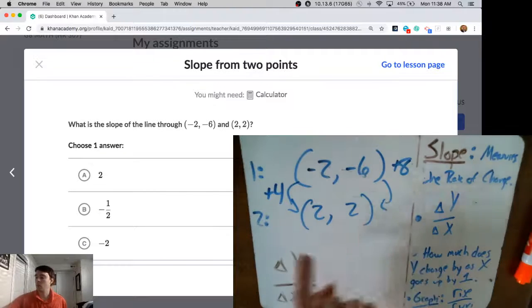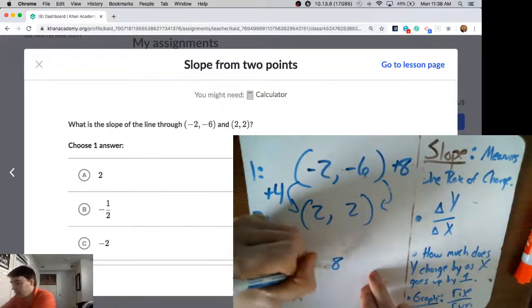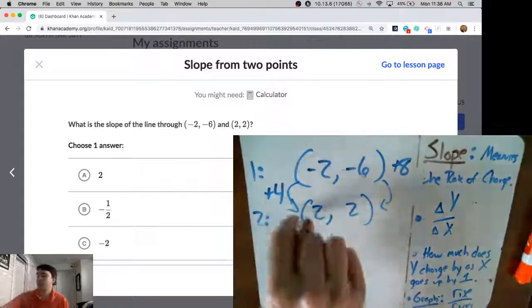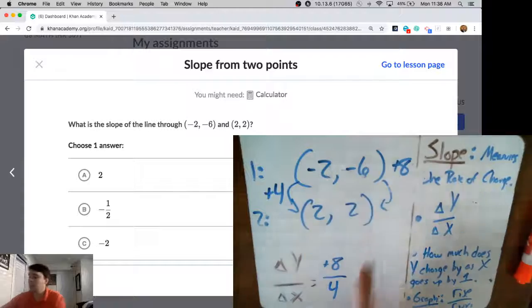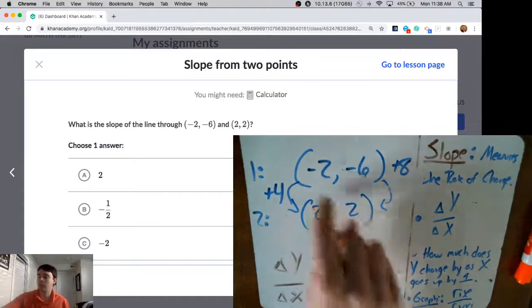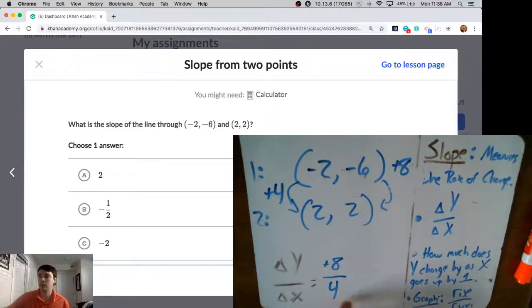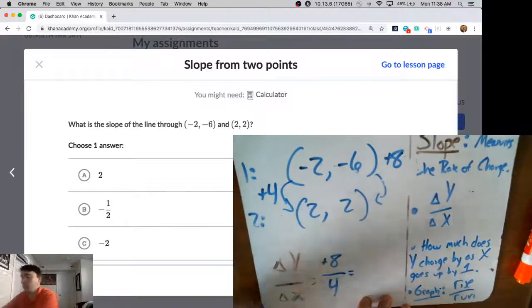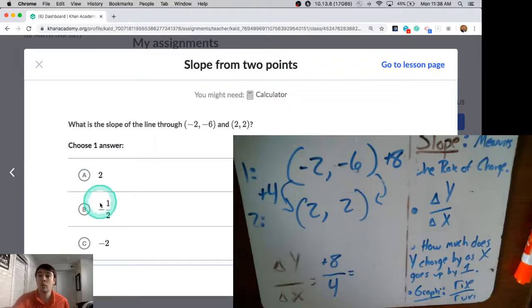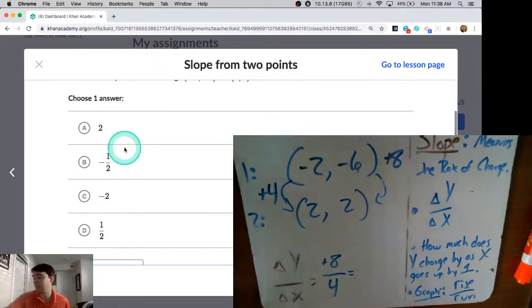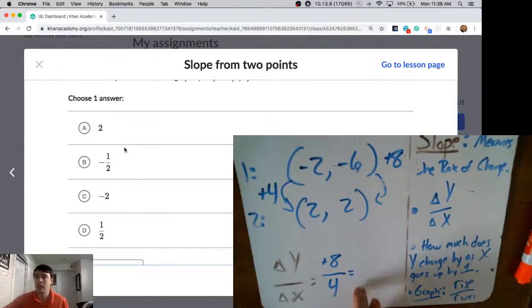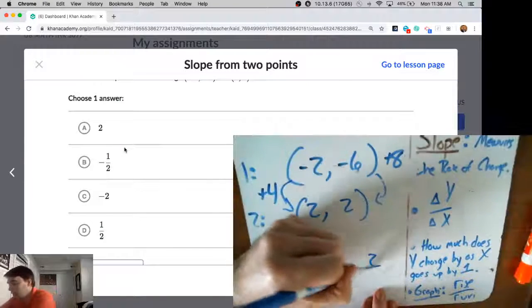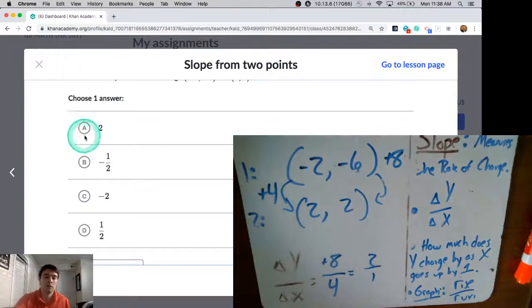So that means my y change is +8. My x change, it gained 4 units, so y is gaining 8 units for this graph every time x is gaining 4 units. It means a slope of 8 over 4. I don't see 8 over 4 anywhere on these answer choices. That's because 8 over 4 can be simplified. 8 divided by 4 gives us 2 over 1, or Khan Academy just simplifies that even further to a slope of +2.